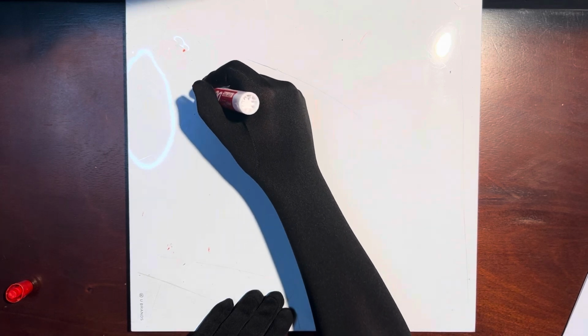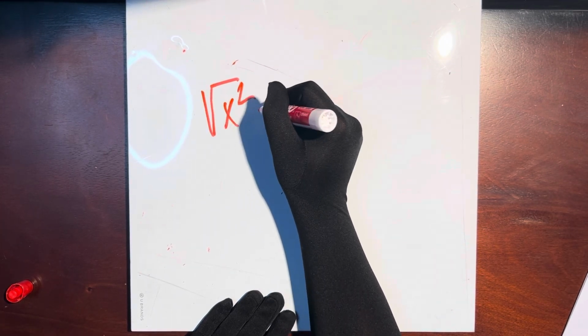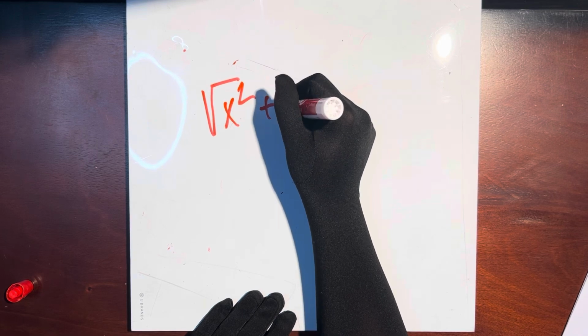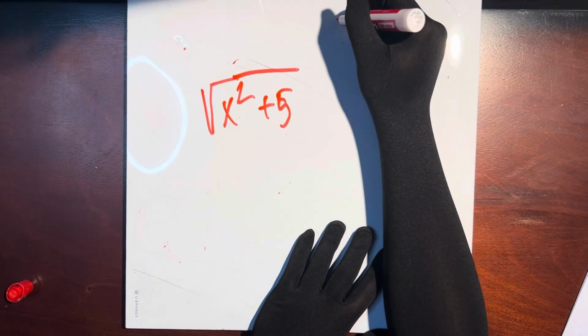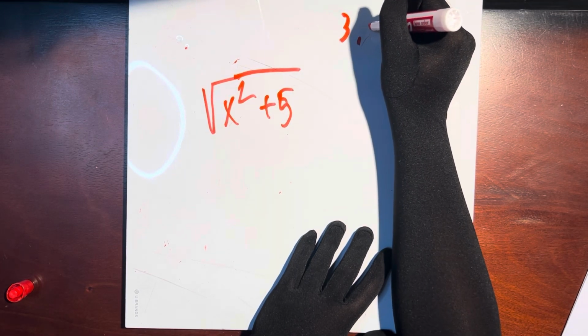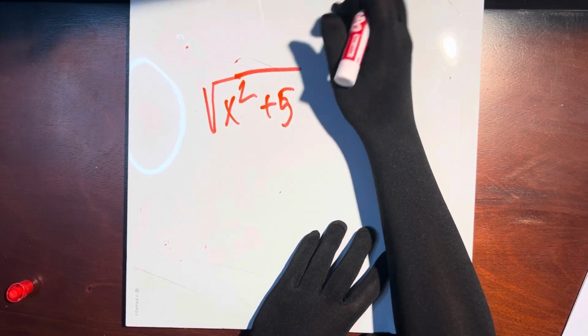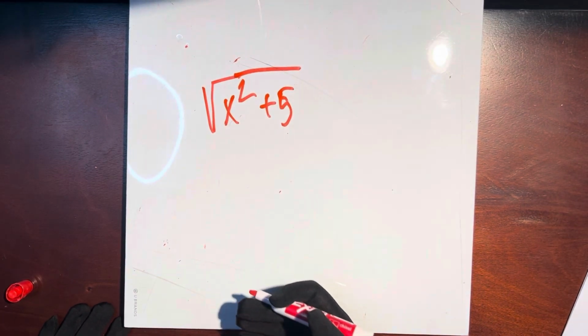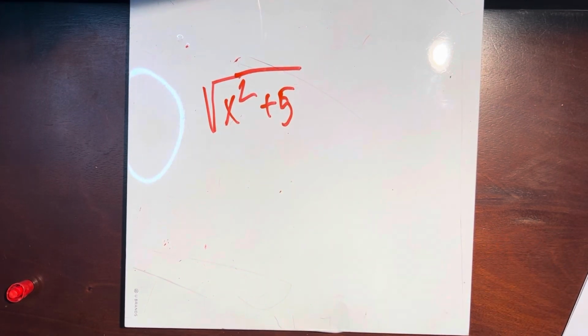Now, let's get to my least favorite way. You have something like this: the square root of x squared plus 5. And you need to plug this in. Let's say you just need to plug this in. You need to find whatever it can equal. So, let's do that.